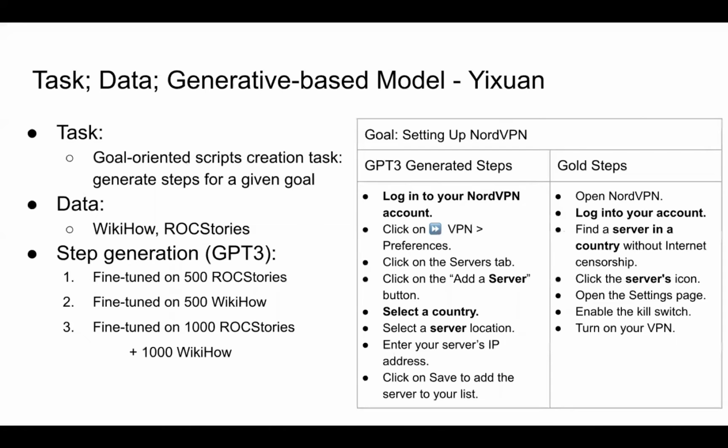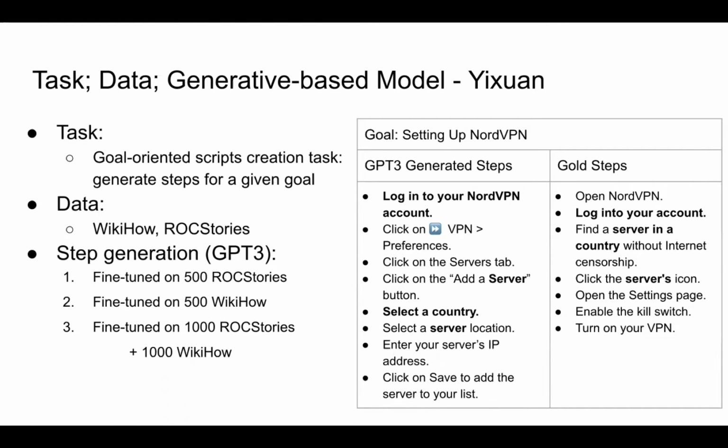For our project, we train models to create goal-oriented scripts. Given a goal, we will generate a sequence of steps to reach it. We use the WikiHow dataset and the Rockstory dataset to enable the model to generate texts with different styles. We fine-tune GPT-3 models with 3 settings listed here. Compared to the first 2 settings, we find the model generalizes more easily when we combine the 2 datasets. Here's an example output of the generation model on the right.